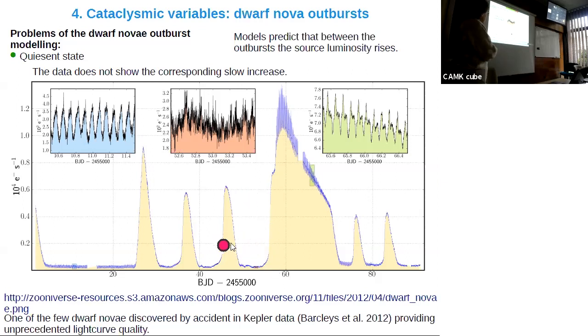Then apart from the regular normal outburst, you have a super outburst that happens quite frequently in cataclysmic variables. And during this super outburst, you have additional regular structure. This is also well known, not from this data, generally well known as superhumps.